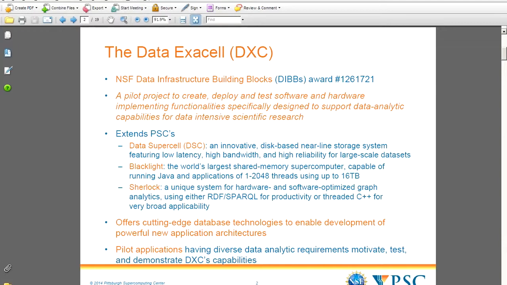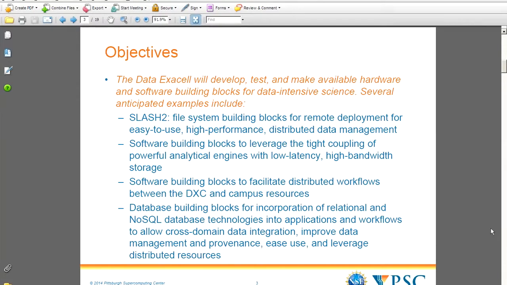Recently, to the Data XSL project, we also added the ability to couple cutting-edge database technologies with applications. And that's what we found all of these new applications really need. In some cases, it's to manage their own data. In other cases, it's to manage their workflows. And then we have a set of pilot applications that we're using to motivate the Data XSL and its requirements, but then also to test and demonstrate what it can do. Slide 3, please.